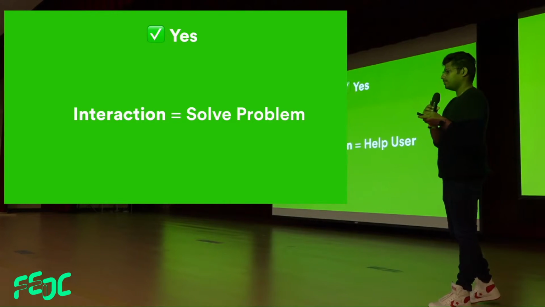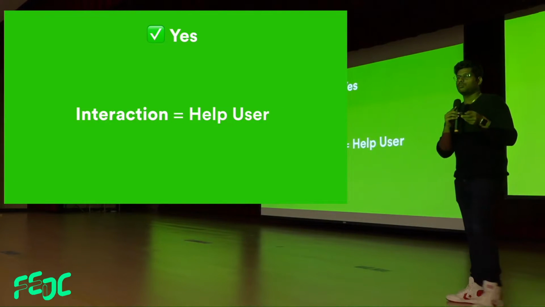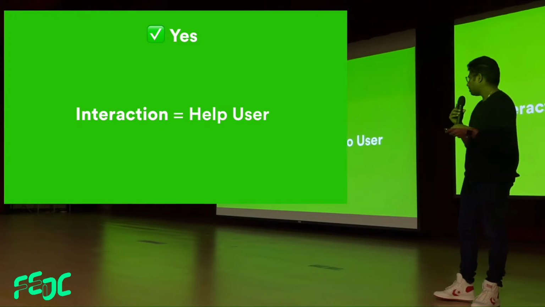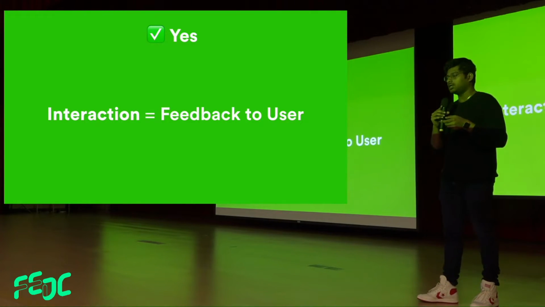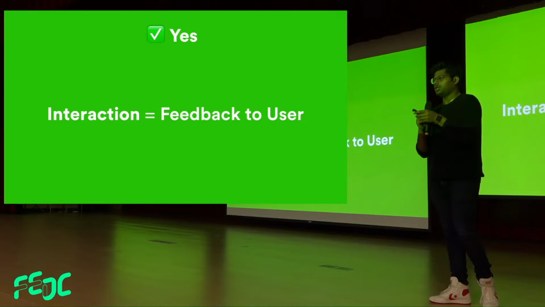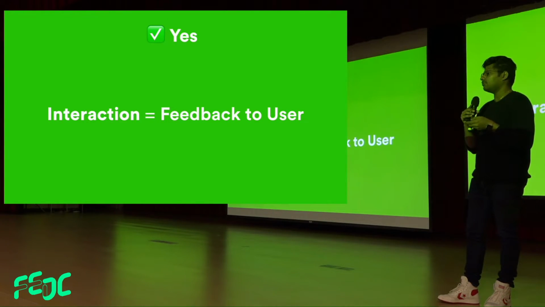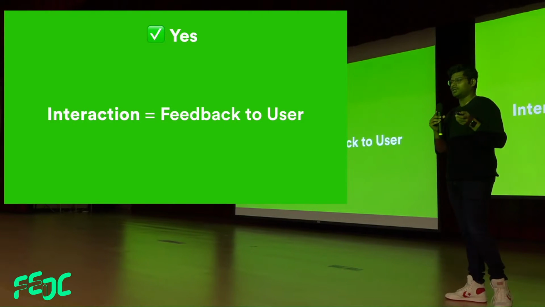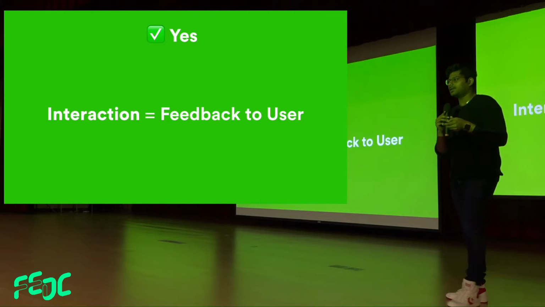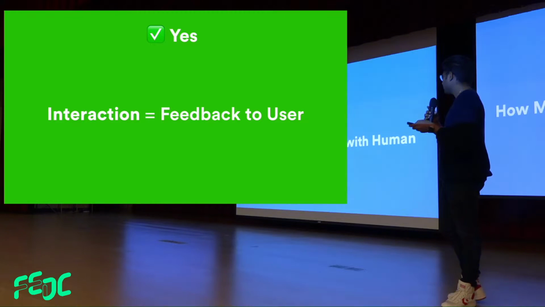The second point is that interaction usually helps the users. And the third point is that interaction gives feedback to the user. If you're touching something, it will give feedback again to the user. So you may be confused now, okay, what are these words? I'll show some real world examples of what I'm talking about.